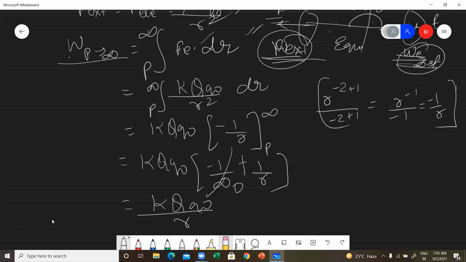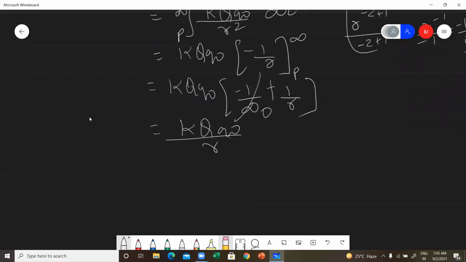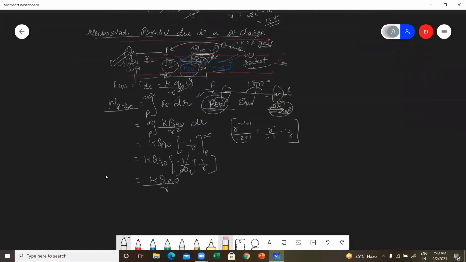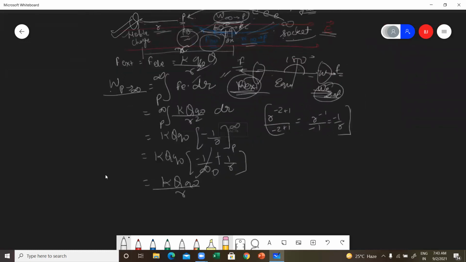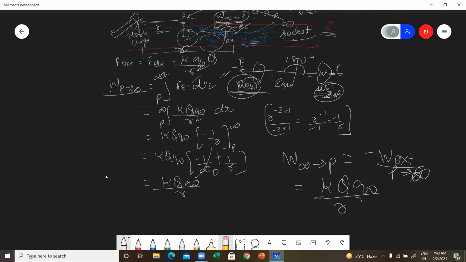But what is my potential formula? Work from infinity to P is equal to minus of the external work from P, sorry, P to infinity, which is equal to kQQ naught upon R square. Is this clear, Nandini? Yes, ma'am.